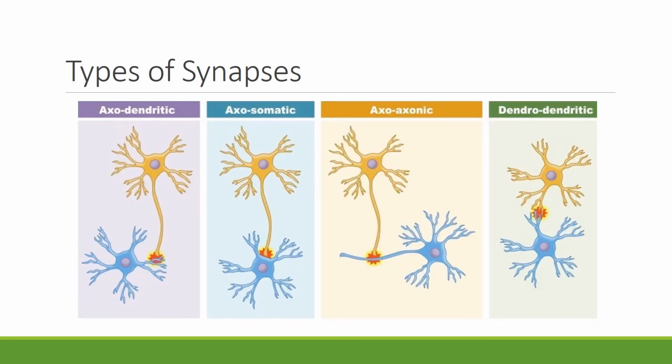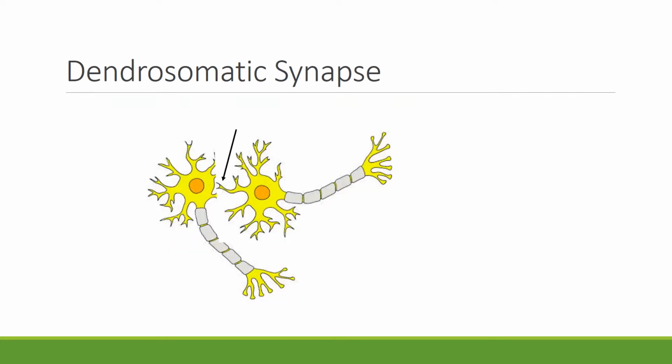Here are illustrations of some of those types of synapses. Going from left to right, the axodendritic, remember, is between the axon and the dendrite. The axosomatic is between the axon and the soma or cell body. The axoaxonic is between two axons, and the dendrodendritic is between two dendrites. This represents a dendrosomatic synapse, that is, a synapse between the dendrites of one neuron and the soma or cell body of another neuron.